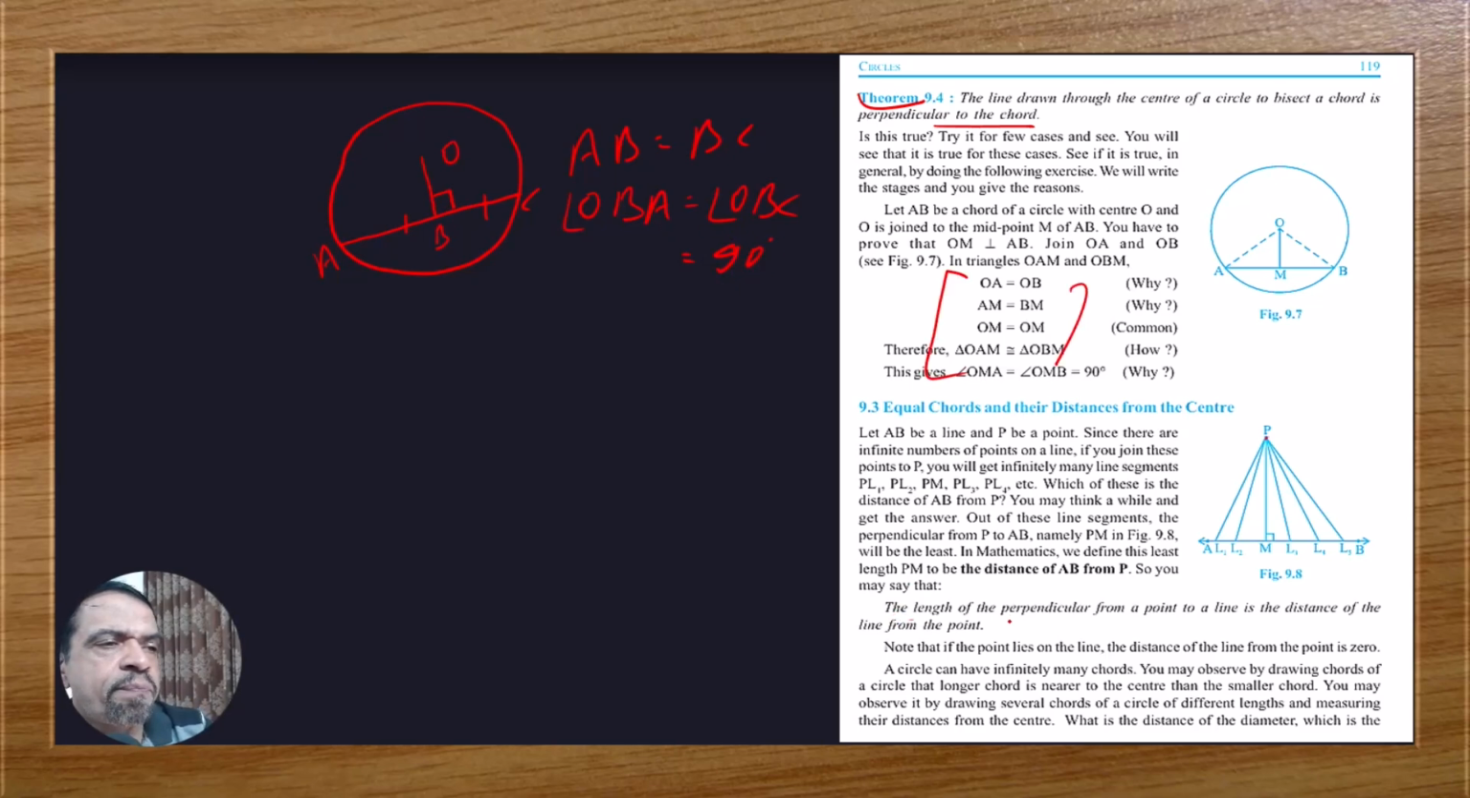See one more basic concept. The length of the perpendicular from a point to the line is the distance of the line from the point. It is given P is a point and these are the distances. This perpendicular is the shortest distance of the point from the line, so we say the shortest distance.